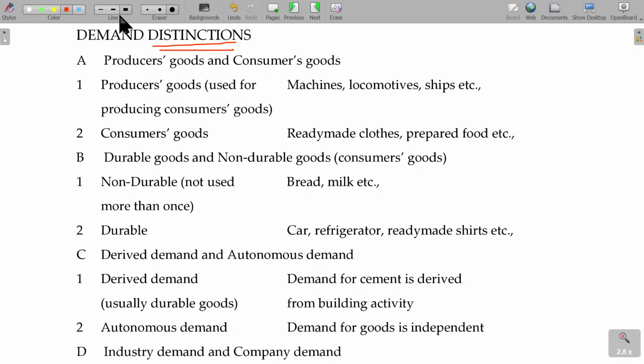So here you first have to understand how to classify the goods. The goods can be classified as producers' goods and consumers' goods. Is that okay? Consumers' goods are nothing but the goods that are going to be consumed by the consumers, and producers' goods are nothing but the goods used for producing the consumers' goods.